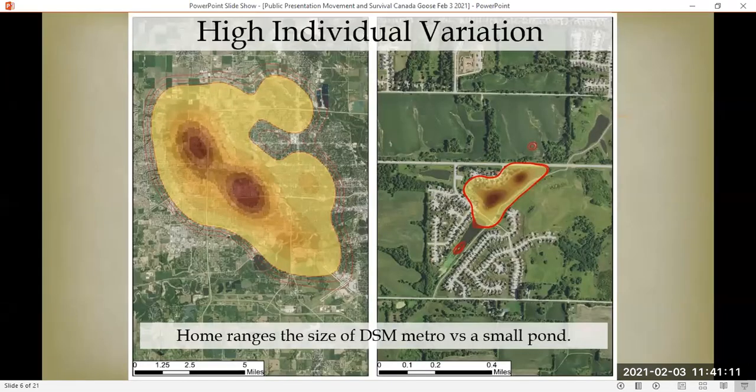What we found was a high degree of individual variation. Each goose was unique. We found some geese that were highly active and their home range and their movement covered a large amount of the Des Moines metropolitan area. Other geese were relatively sedentary and their movement was as small as really staying pretty close to a modest sized pond in a housing development. So a really wide degree of variation. But fortunately, we had such a strong data set that we're able to make some generalizations.